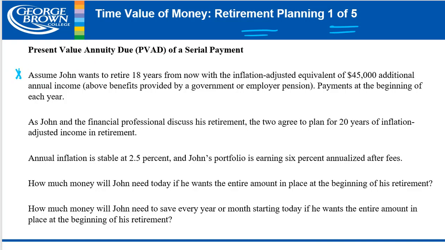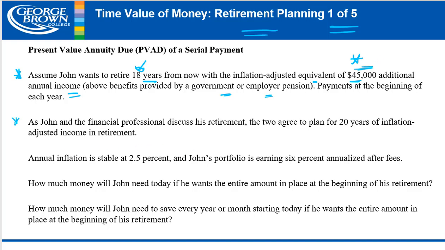And so you can see here that the scenario is: assume that your client John wants to retire 18 years from now with the inflation-adjusted equivalent of $45,000 additional annual income above benefits provided by the government or employer pension. So that's $45,000 in today's dollars. John's planning on retiring 18 years from now, and he wants to have, in today's dollars, that purchasing power, okay?